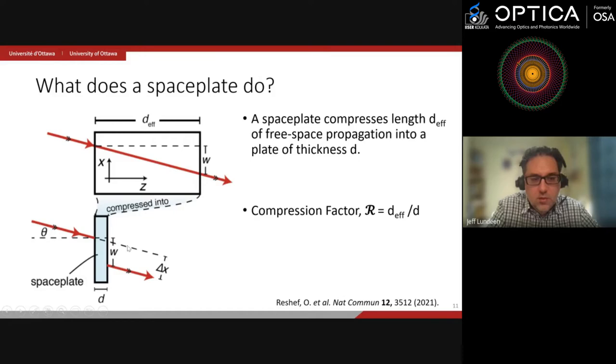And then we can parameterize the compression that this plate allows us to achieve by the ratio of how much space it's replacing compared to how much space it actually takes up, d-effective over d. And we're going to call that R throughout this talk.